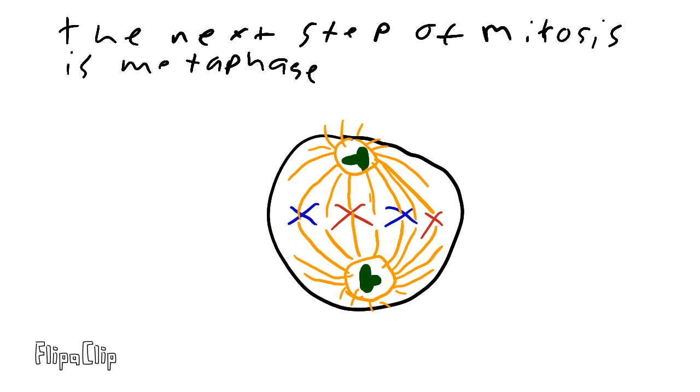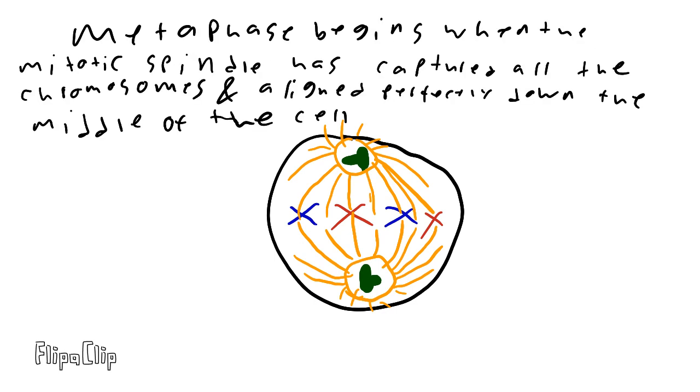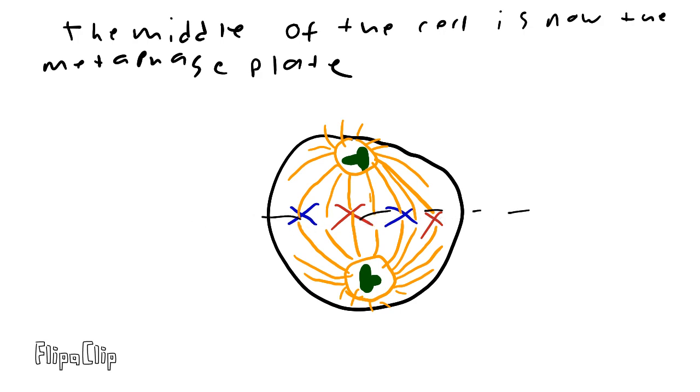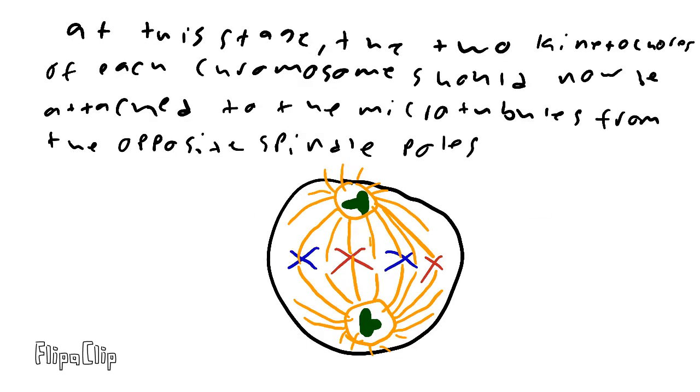The next step of mitosis is metaphase. Metaphase begins when the mitotic spindle has captured all of the chromosomes and lined them perfectly in the middle of the cell, now called the metaphase plate. At this stage, the two kinetochores of each chromosome should now be attached to the microtubules from opposite poles.